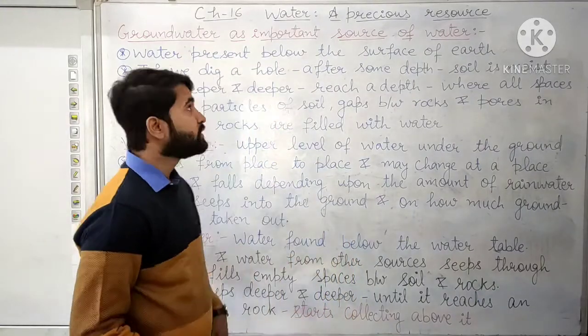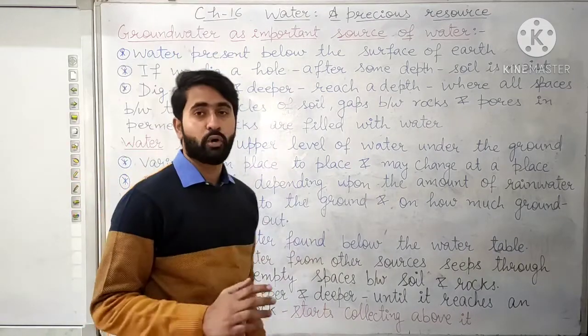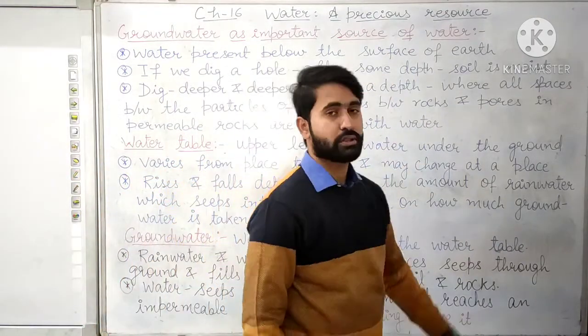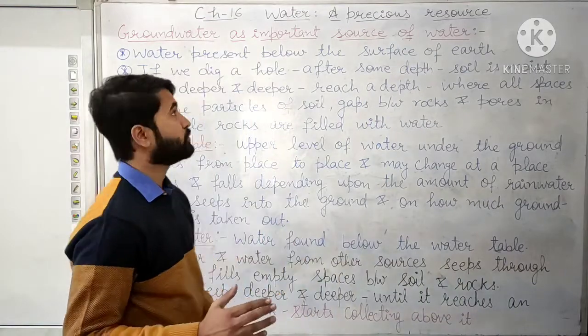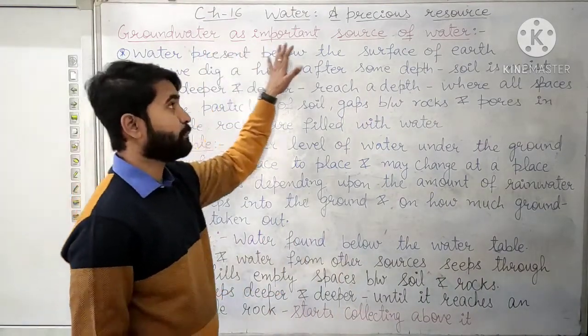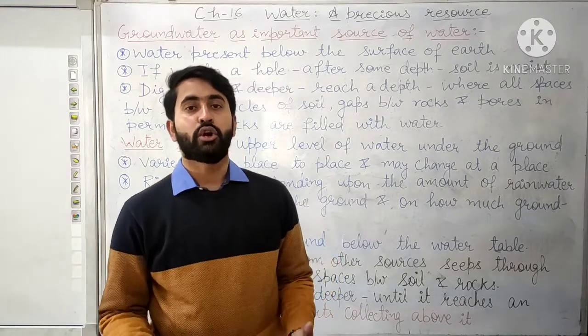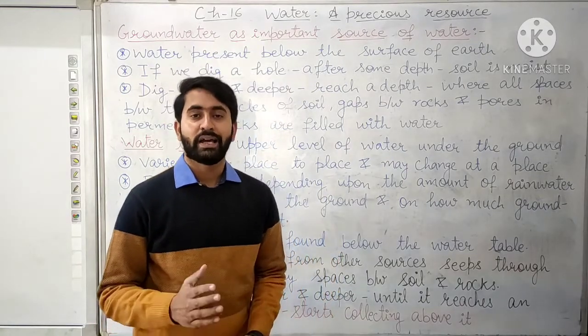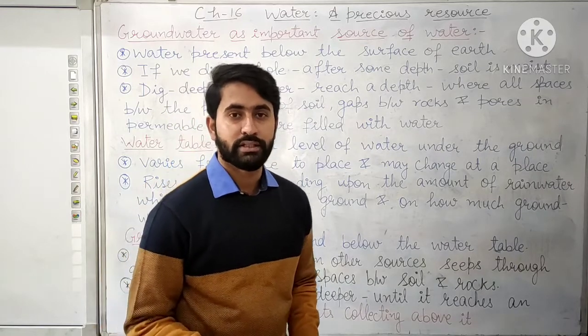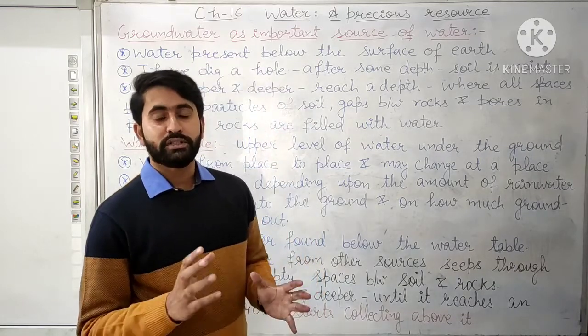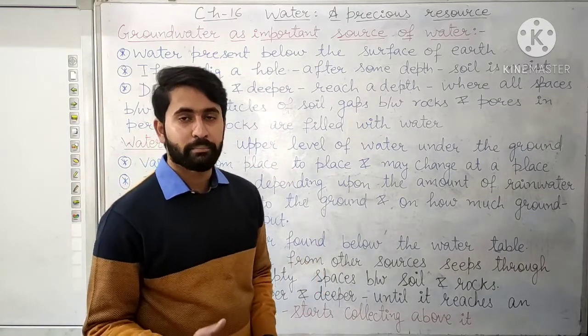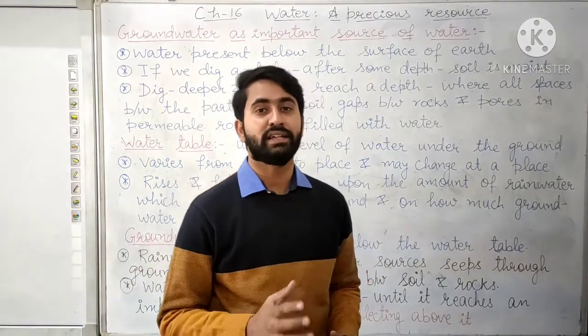We are reading chapter number 16, Water a Precious Resource. Today we will learn about groundwater as an important source of water. A large number of people draw water from wells, hand pumps and bore wells. So from where do these bore wells, hand pumps and wells get the water?